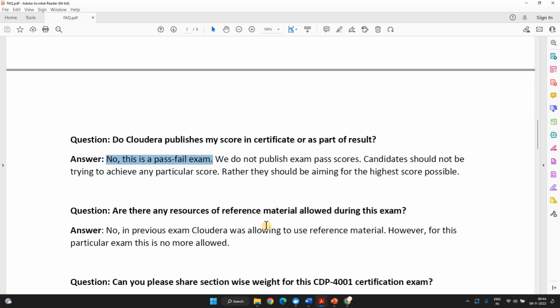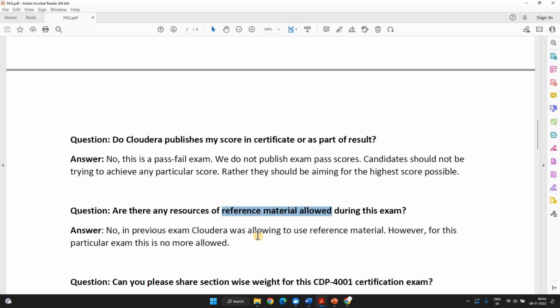Okay, then moving to next: are any resources or reference material allowed during the exam? If you have appeared in the previous Cloudera certification exam, which was majorly based on CDH, Cloudera Distribution including Hadoop, they provided a hands-on exam where you needed to solve 10 to 12 exercises provided by Cloudera, and only once you solved these exercises could you pass the exam. For that they were providing some reference material while you solved these exercises. And the Hadoop exam had a huge success as a certification as well.